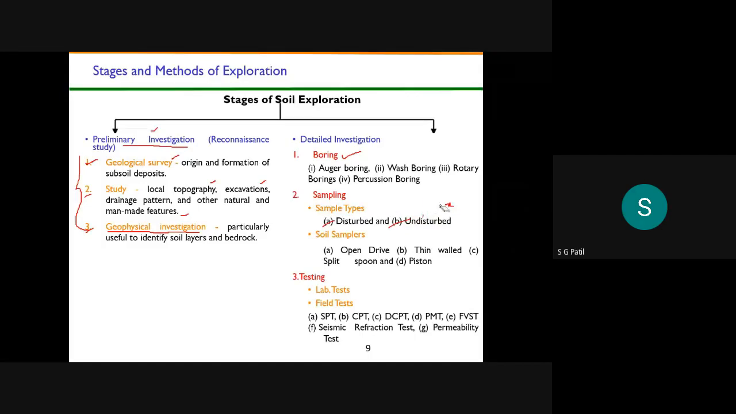So undisturbed samples will be used to find out the engineering properties. What are the engineering properties? Like c, cohesion, and phi. These disturbed samples will be meant only to find out the index properties.